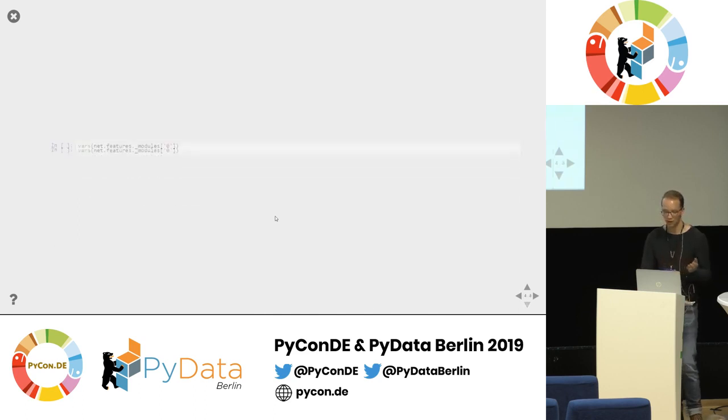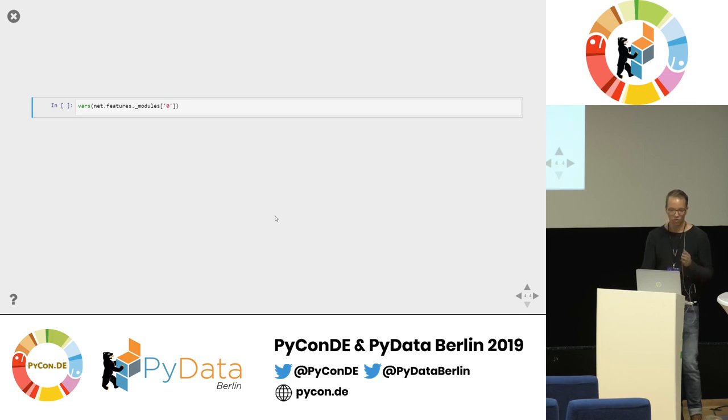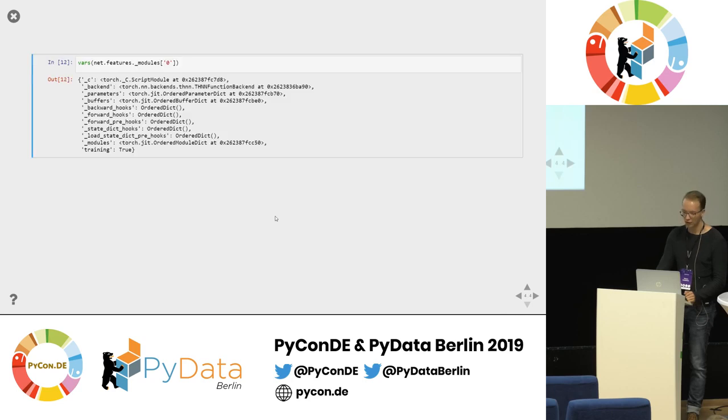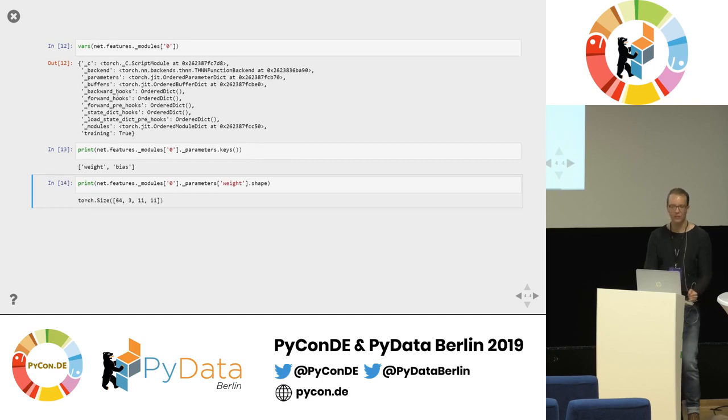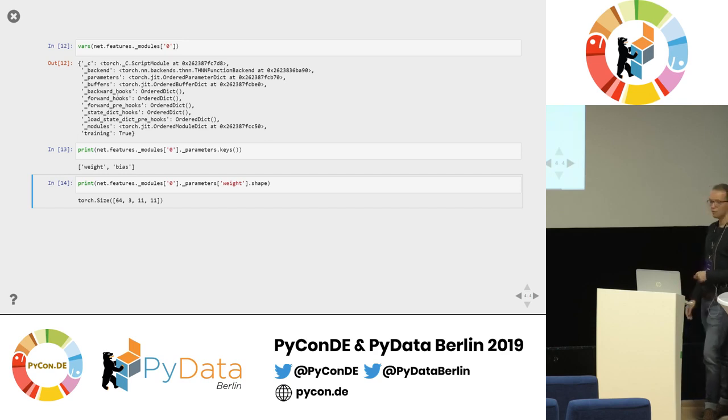Can we access the weights too? We're just going to have a look at what kind of member variables our first module has of the feature extractor. And there we have the parameter dictionary, which normally contains all of the weights. So let's have a look at the keys there. And the only keys are called weight and bias. So we're going to have a look at the shape. And yes, it's a tensor. It has the right shape for our first convolution.